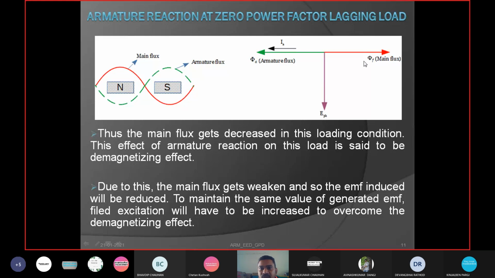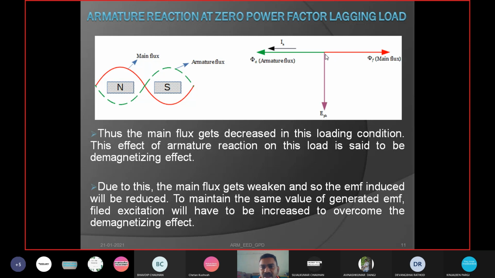Okay, this is the main field flux phasor, and this is the armature flux phasor, and this is the induced EMF. Okay, so here what happens, this load current comes in direct opposition to the main field flux. That means the angle between this main field flux and the armature current or load current is 180 degrees.